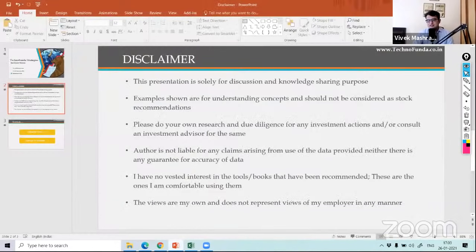Let me also give a disclaimer before we get started. This presentation is solely for knowledge and discussion purposes only. Any stock which I upload here or show as examples are only for example. Don't take them as a stock recommendation. Don't go and buy that. I'll randomly open up some of the companies and show you what exactly it means, so it is more to understand why rather than what. We'll go deeper into understanding the concepts rather than taking this as any kind of recommendation. Do your own research and due diligence. If you like my method, you can use it. If you think it's not worth it, you can ignore it.